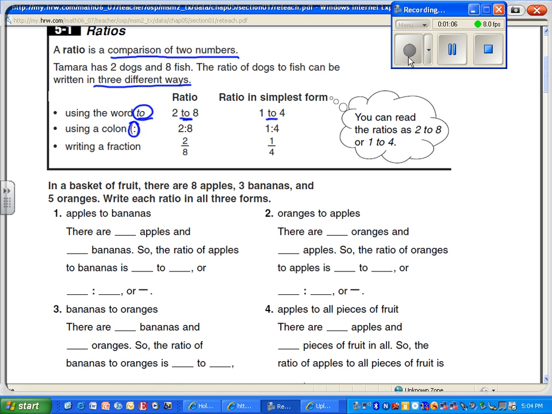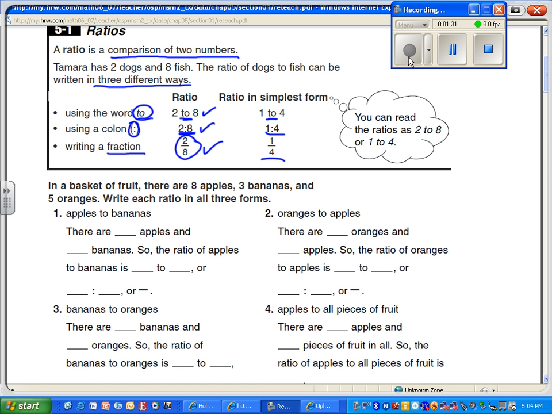Another way is the colon. So you would still say 2 to 8, but you would use the colon instead, and in simplest form it's 1 to 4. And then you'd also have your fraction, 2 over 8. You say all of these as "2 to 8," but they can be written in all 3 of these formats. And again, you can reduce the fraction.